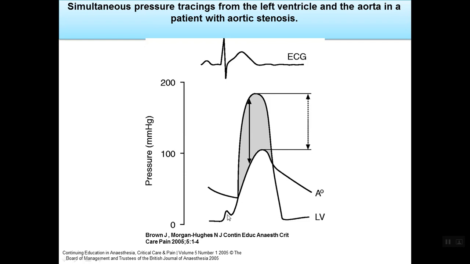You think the atrium contracts strongly in a patient with aortic stenosis, creating a fourth heart sound? The left atrium? Yes, because the pressure in the left ventricle is high, the end diastolic pressure is high, so the atrium contracts strongly. When it contracts strongly, it gives you this little notch, even in the left ventricular pressure. Okay? And that also gives you the fourth heart sound that you hear when you listen to a patient with valvular aortic stenosis. Okay?